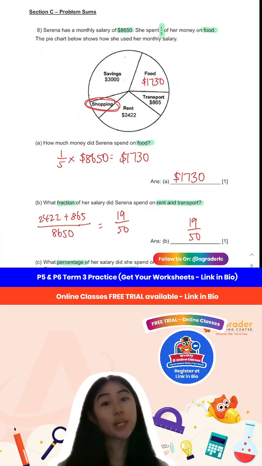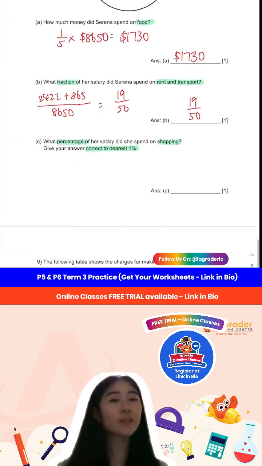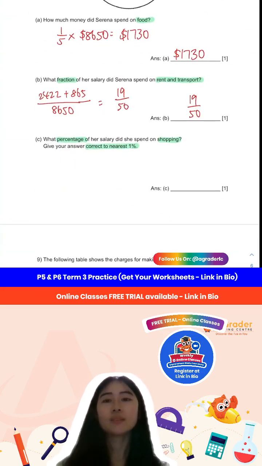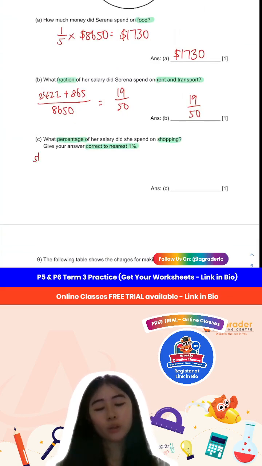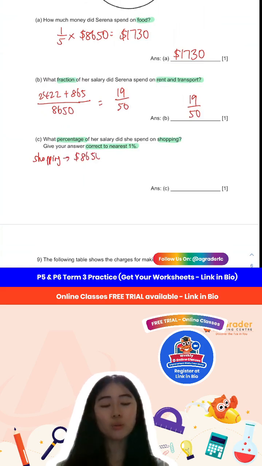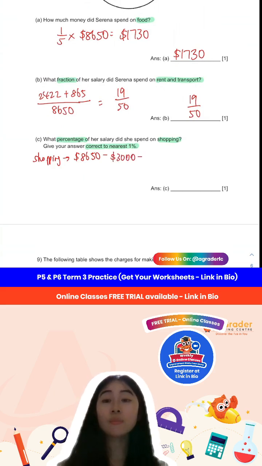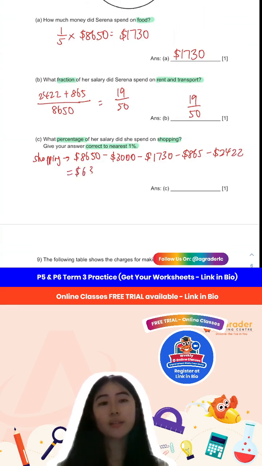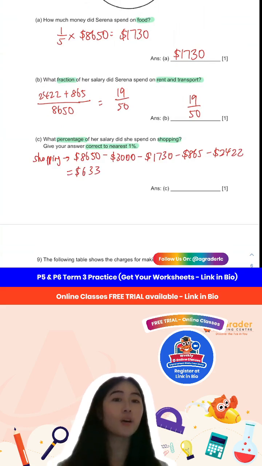Okay, so shall we calculate how much she spent on shopping? To find out, you just need to use the total, 8650, minus everything else. Minus away the rest of the numbers: minus 3000, minus 1730, minus 865 and also minus 2422. You should get $633 that she spent on shopping.